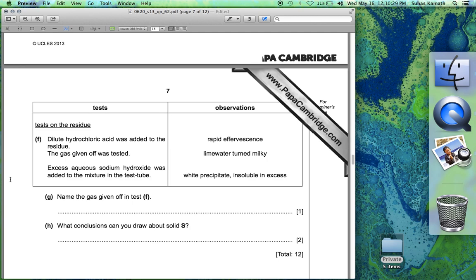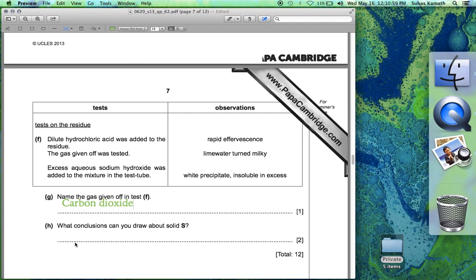So dilute hydrochloric acid was added to the residue. See the word residue? The gas given off was tested. Lime water turned milky. There's only one gas that can turn lime water milky, and it is carbon dioxide. So why not just write it down? Carbon dioxide, or you can write the symbol CO2.